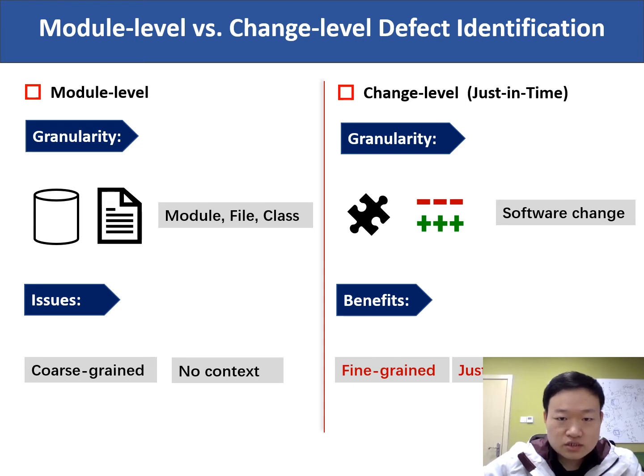Change-level identification aims to identify defective changes. Such identification can bring a few benefits. It is fine-grained. Developers can focus on inspecting the changed code. It can be performed just in time, which can ensure the context is still fresh in developers' mind. Such fresh context can help to fix the defects early.